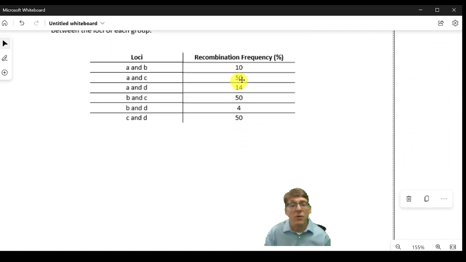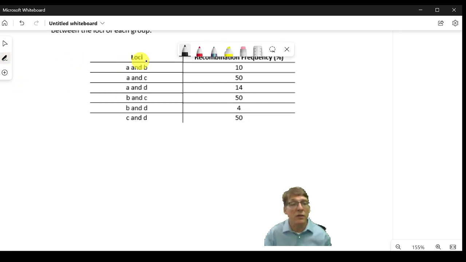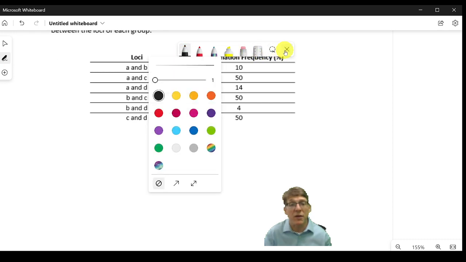And then you can create a chart like this that tells you all of the different recombination frequencies for those particular sets of traits. Now, one thing to note here is that the ones that say 50 are just as likely to be randomly assorting. Because if we have randomly assorting alleles occurring on separate chromosomes, for those traits you have a 50-50 chance of getting them.